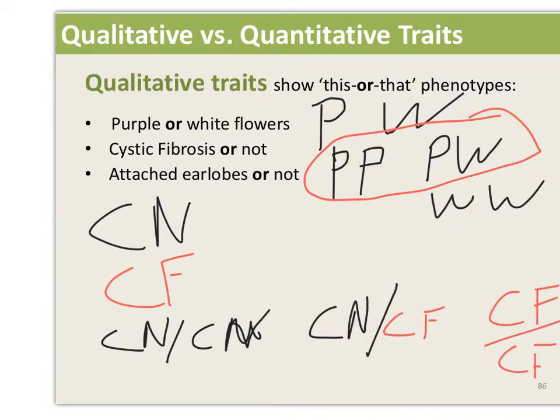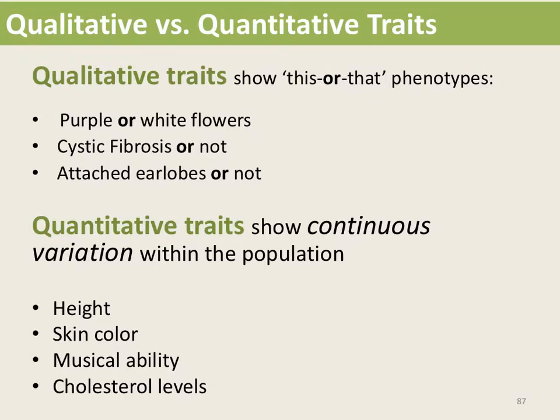Okay? If normal is dominant, then either CN CN or CN CF are normal. That means they don't have cystic fibrosis. It's a recessive deleterious allele, so CF CF is, unfortunately, the one who gets the disease. And they have very low fitness. Okay.